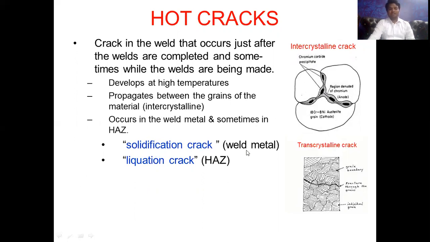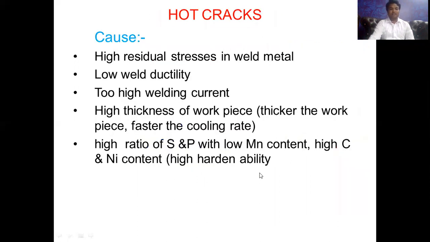The solidification crack is observed in the weld metal. Liquefaction crack is observed in the heat affected zone. So these are the different locations of the cracks. Here in this diagram, we can see the location of the cracks on the grain boundary. And here we can see the location of the crack passing through the grains. So we call this transcrystalline, and this is called intercrystalline. If the crack is at the boundaries, we call it an intercrystalline crack. If the crack is propagating through the adjacent grains, we call it a transcrystalline crack.